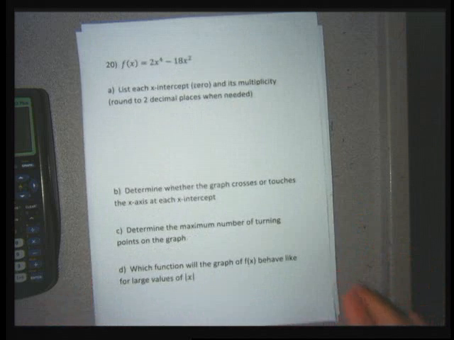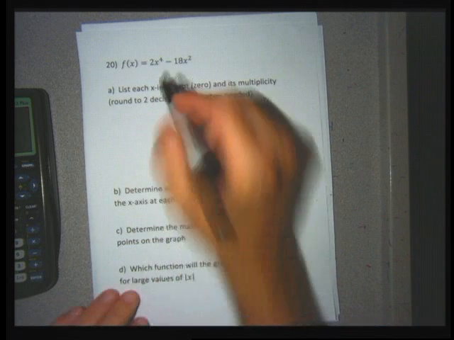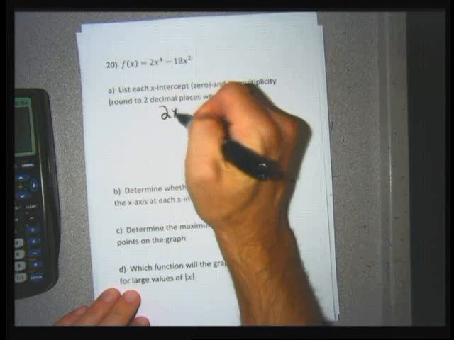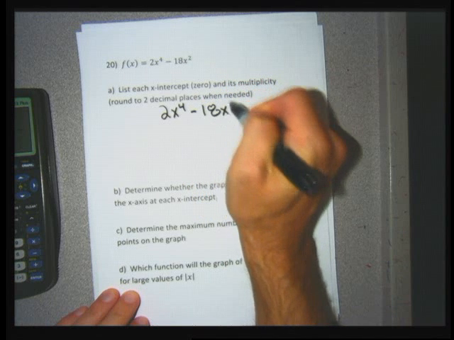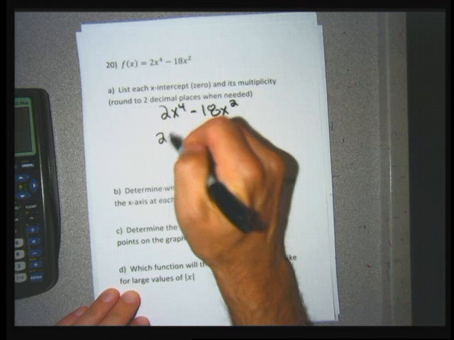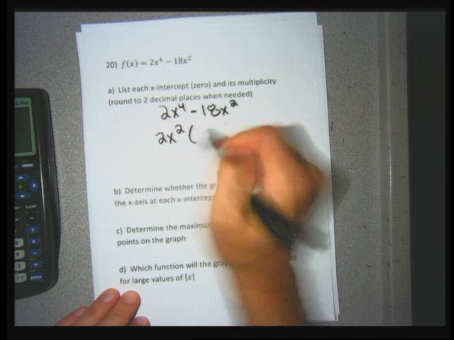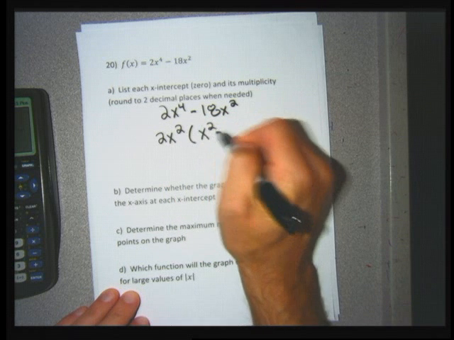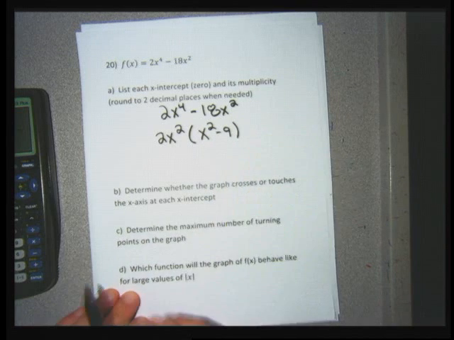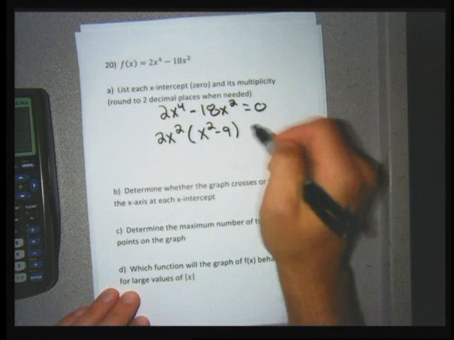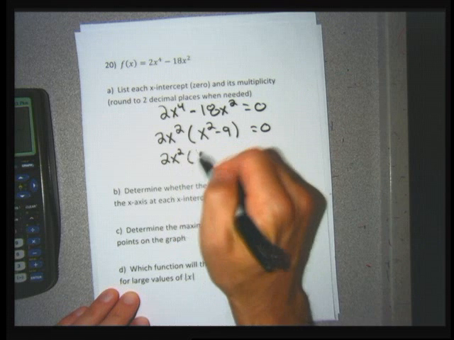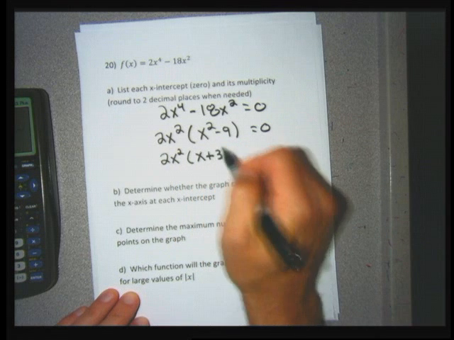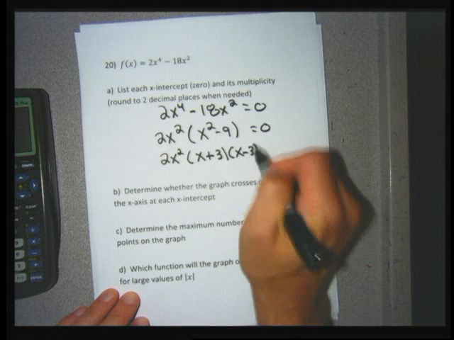To find the x-intercepts I need to factor. I'm going to set the equation equal to 0. I'm going to pull out a common factor of 2x squared. When I pull out a 2x squared, I'm left with an x squared minus 9. The x squared minus 9 I can factor to x plus 3 times x minus 3. So this is completely factored.